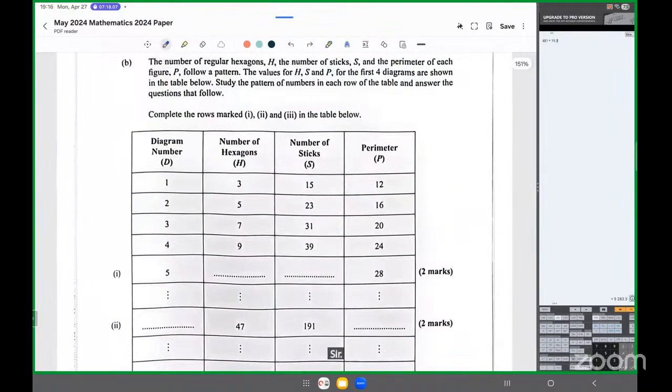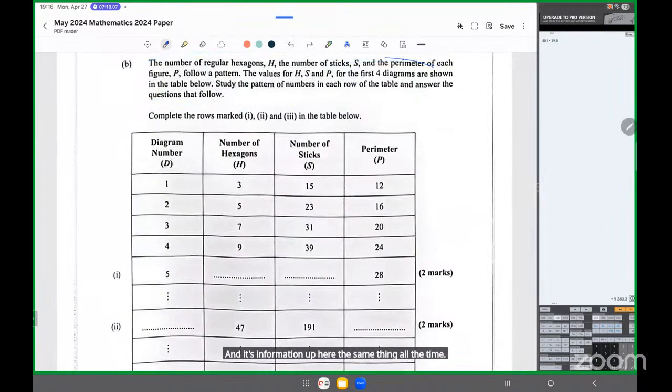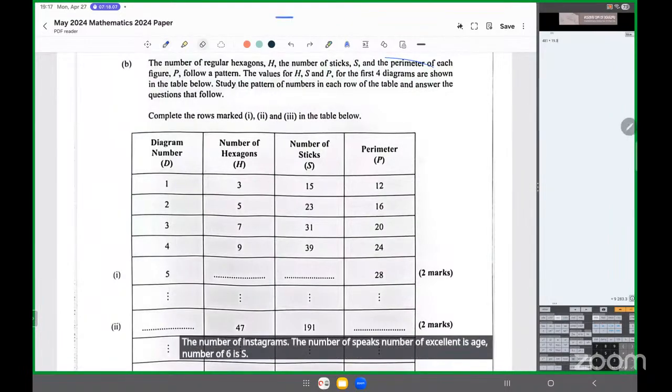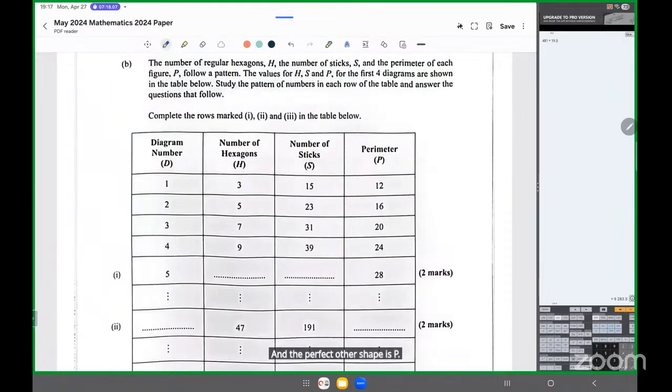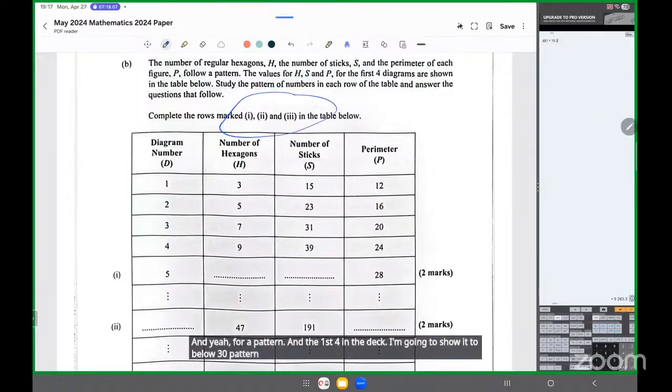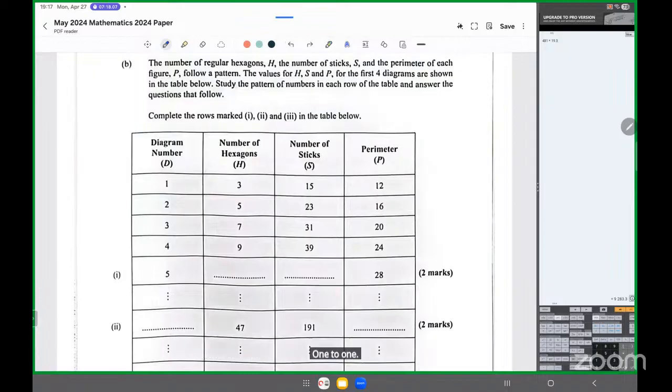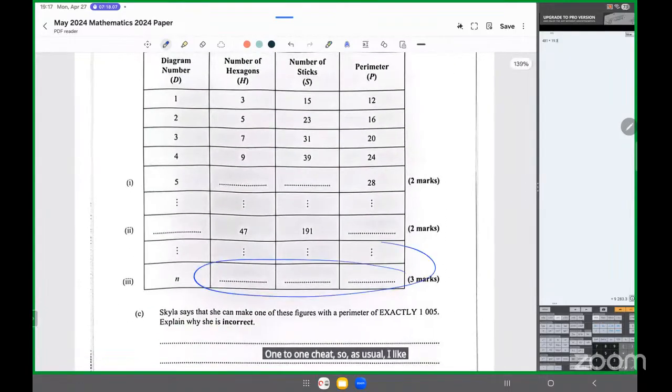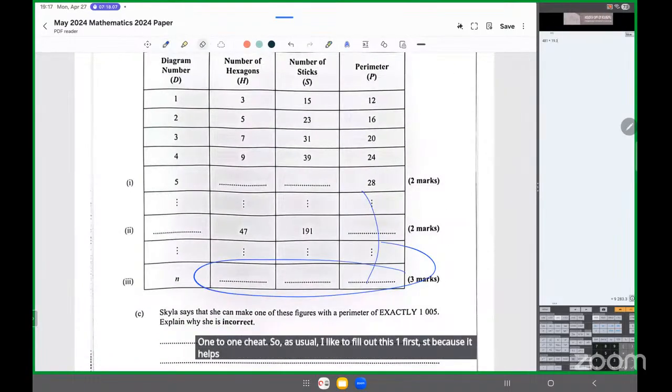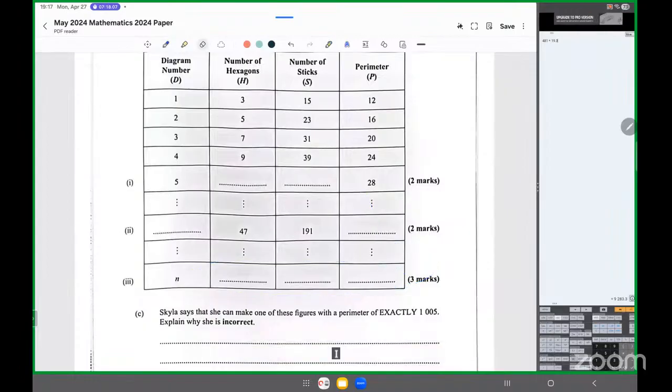And the information up here is the same thing all the time. It basically tells you that it follows the pattern. The number of hexagons is H, the number of sticks is S, and the perimeter of the shape is P. And they follow a pattern. The first 4 in the diagram are shown below. Study the pattern and complete these rows. 1, 2, and 3. So as usual, I like to fill out this one first because it helps us up here a lot of the times.